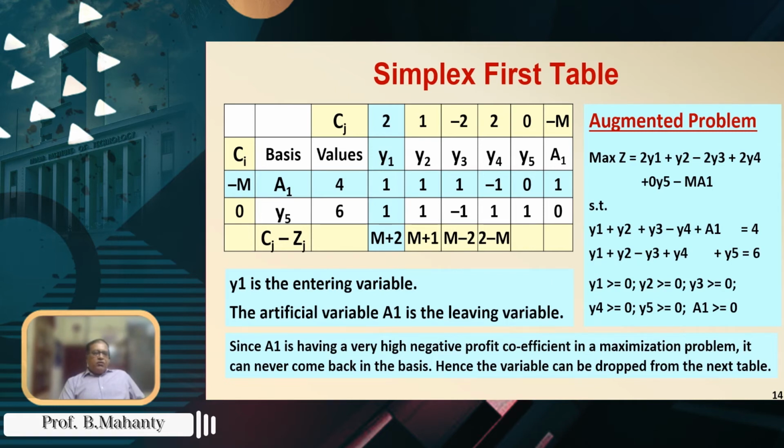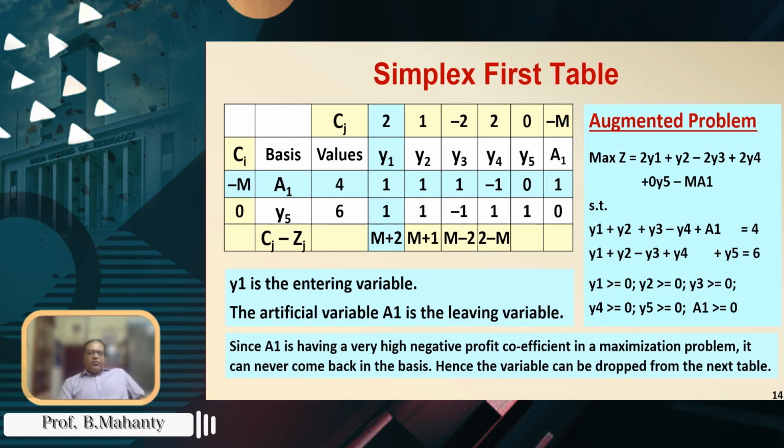Now which one is the bottleneck resource? Here 4 by 1 is 4, 6 by 1 is 6. So a1 is the bottleneck, and therefore a1 should leave the basis. All right, so this is very straightforward. Y1 is the entering variable, and the artificial variable A1 is the leaving variable. Since A1 has a very high negative profit coefficient in a maximization problem, it can never come back in the basis. Hence, the variable can be dropped from the next table.